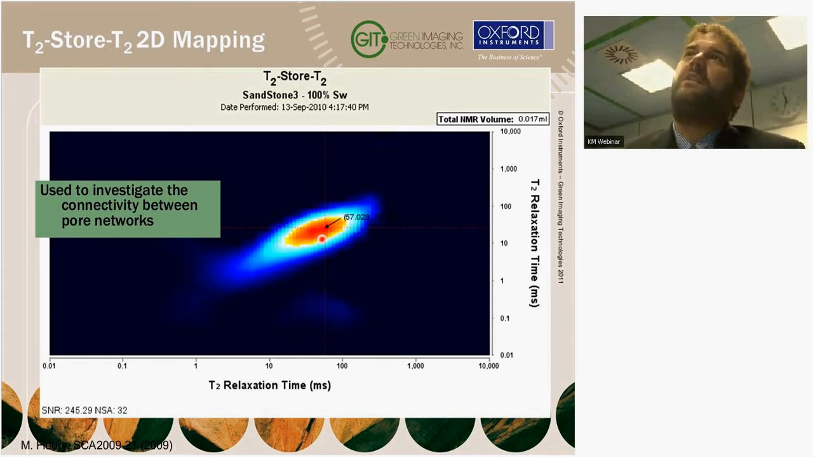If hydrogen moves from the small to the large pore, we'll begin to get a signal, as you can see ever so slightly here, off diagonal. And the intensity of this versus the intensity that stays on the diagonal can indicate the connectivity between the two pore networks. So it's a good method to look at the exchange between pore networks.